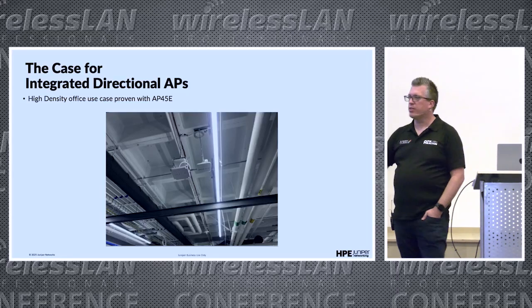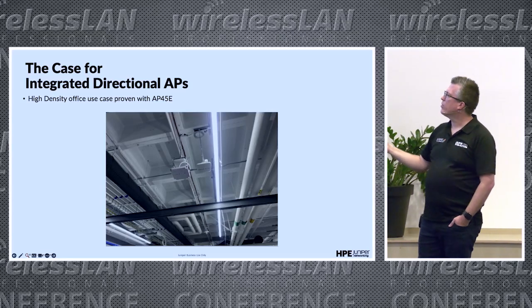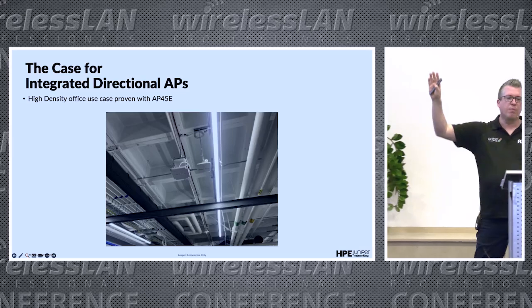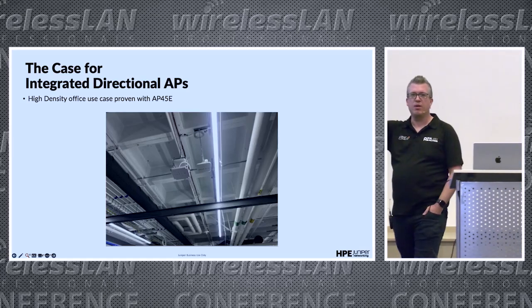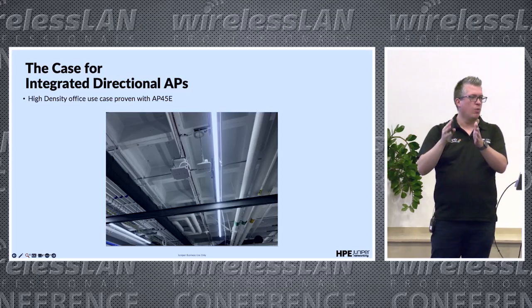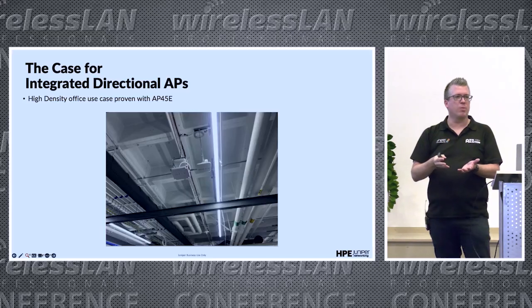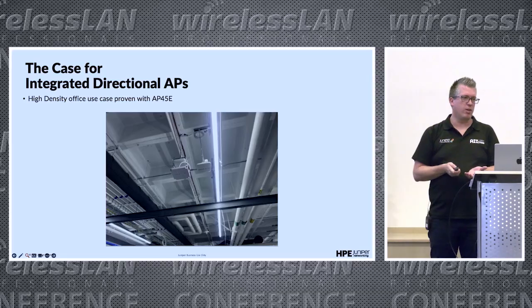We've proven this by comparing, for example, an omnidirectional AP45 on the right-hand side to an AP45E with an external directional antenna doing 5 gigahertz and 6 gigahertz. We've shown a big improvement in terms of not only roaming capability, but sustained data rates in that environment as well.